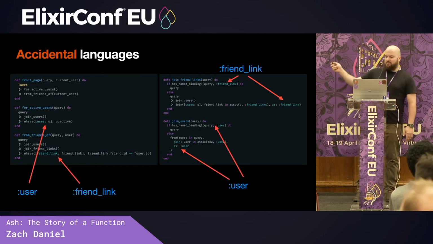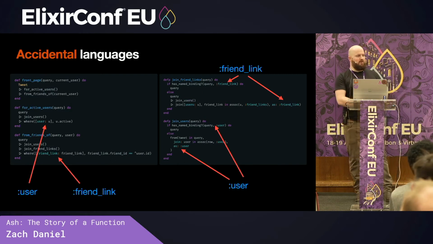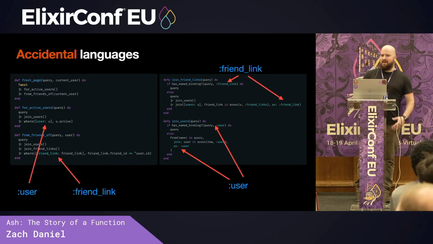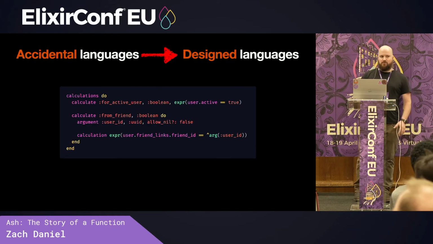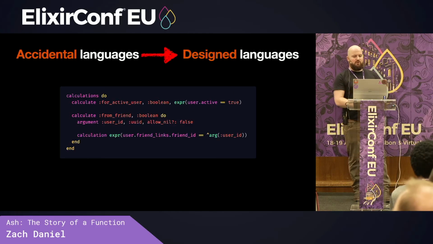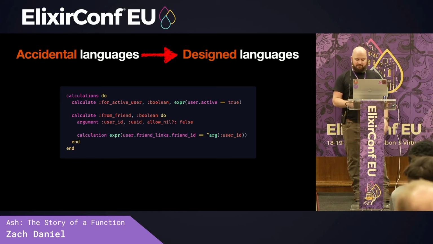So we can talk about accidental languages. And I want to make it clear again that these languages, these little subsets of language, will emerge all throughout your application. My only request is that you design them intentionally. You do not let them accidentally emerge. For example, these calculations have explicitly named entities: for active user, from friend. The arguments are explicitly named, and you compose them with those names. There's no extra optimization content or references that you need. You refer to these things by name, and the underlying system solves it.